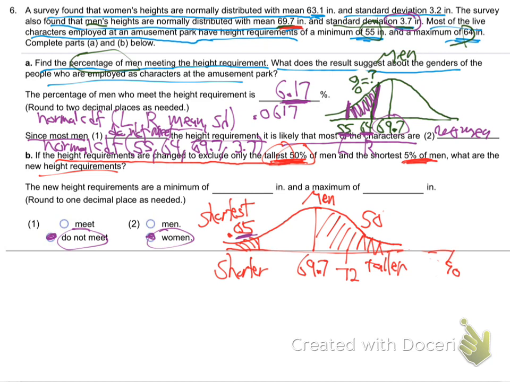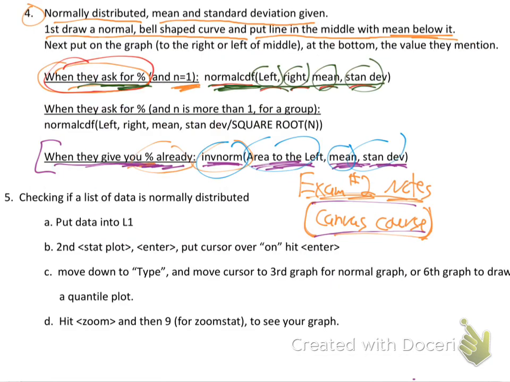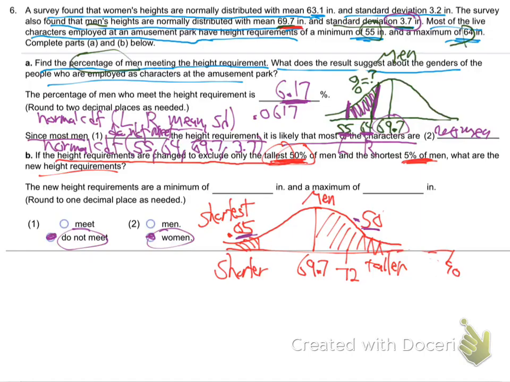0.50. They're giving me the percentages. Let's go back. When they give you the percentage already, it's inverse norm: area left, mean, standard. Area left, mean, standard. So inverse norm, area left, mean, standard. Okay, so inverse norm.